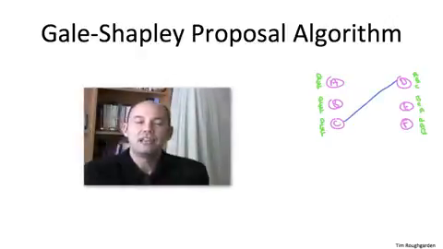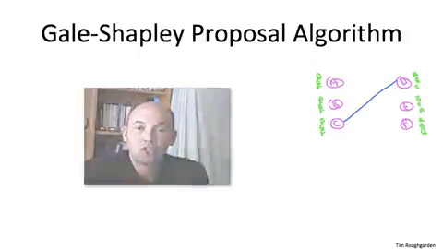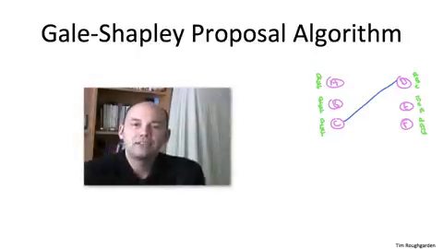Now, D isn't necessarily very impressed with C. Notice C is last in D's preference list. But with a lack of other proposals at the moment, the node D tentatively accepts this proposal from C. Now we proceed to the next iteration of the while loop.